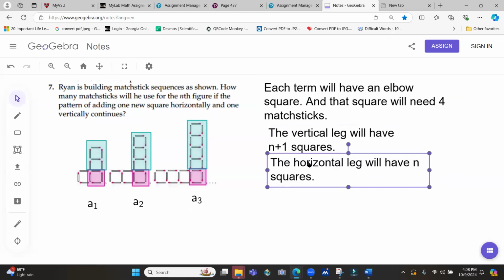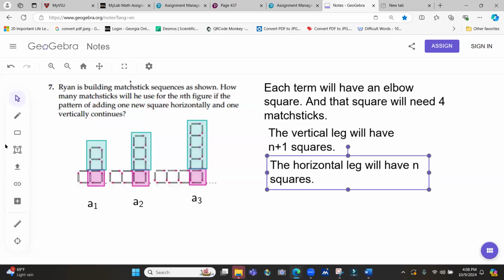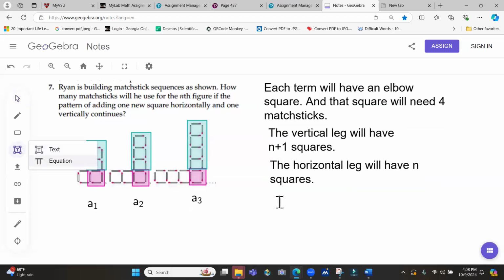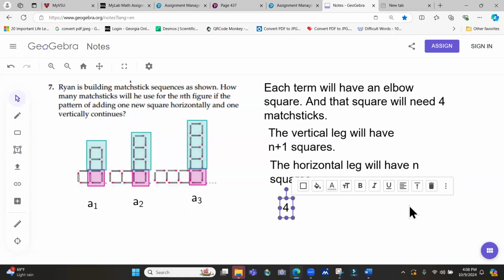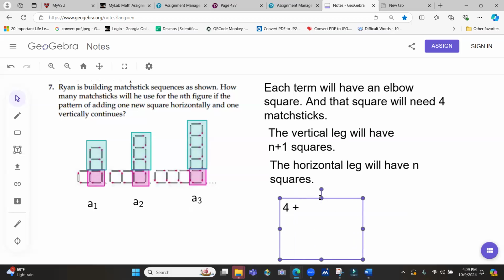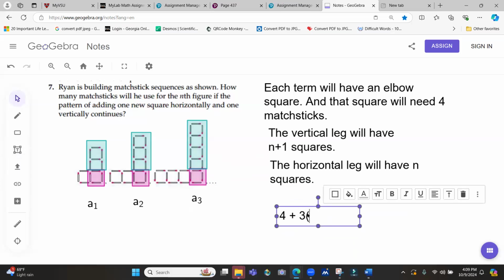So what's my answer? For the nth term, it will be 4. Where's the 4? It's for the elbow. Ryan will need 4 matchsticks to build the elbow. For the nth term, he will have n plus 1 vertical squares, but each of them will need 3. And for the horizontal leg, Ryan will build n squares. For each of those n squares on the horizontal leg, he will need 3 matchsticks.